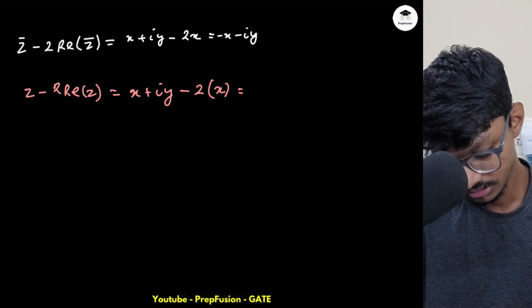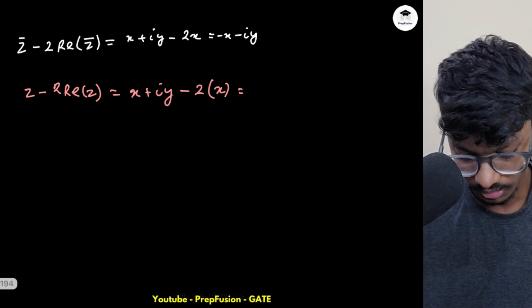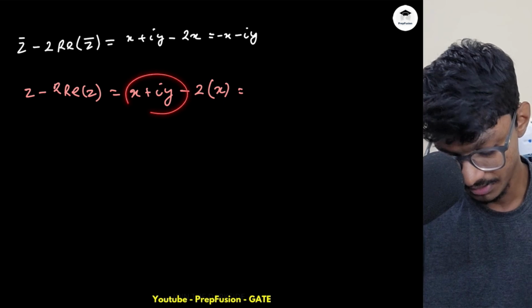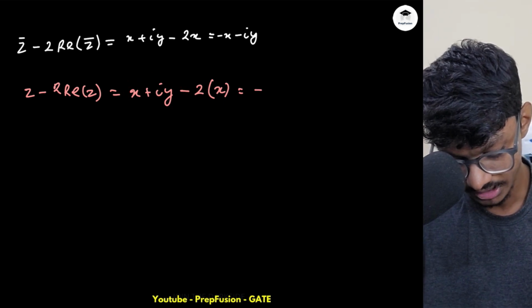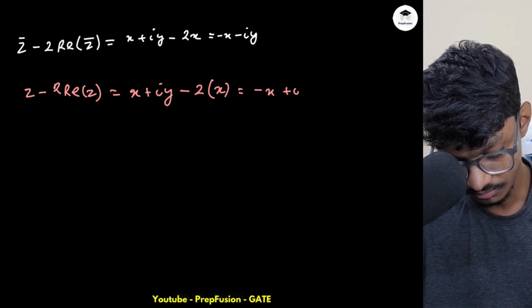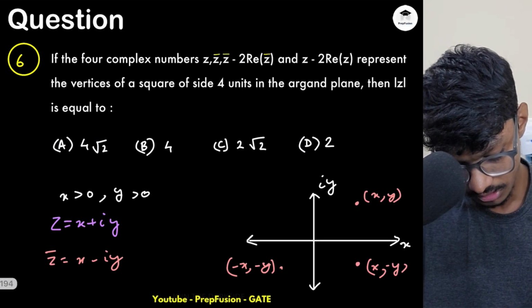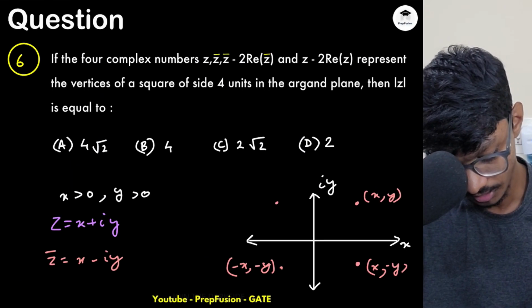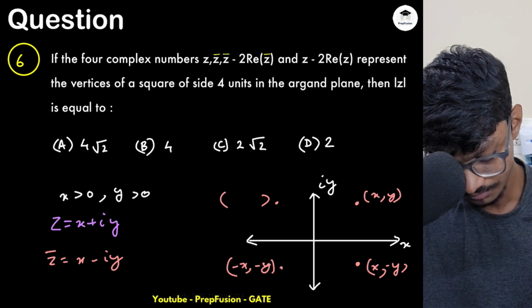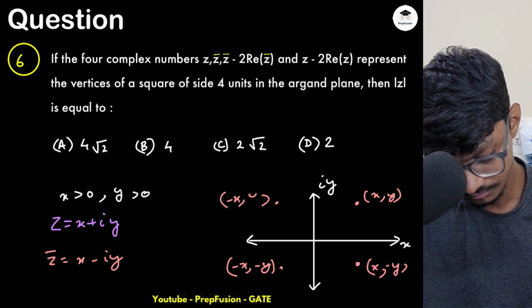Okay, so this is the case. Now this will be minus iy, sorry for that. This will be plus iy. This will be simply minus 2 minus x plus iy. So this will be here, I will lie somewhere around here. So this will be minus x plus y.